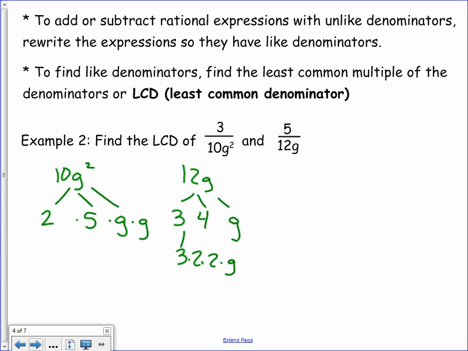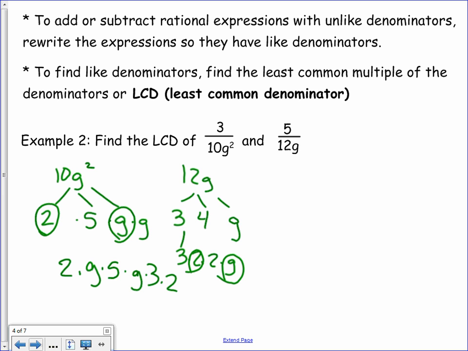Now, the least common multiple is to multiply the ones that are in common together. So we have a 2, we have a g, and those are in common. Then we multiply everything else that is left over. So times 5 and times another g, and then times a 3 and another 2.